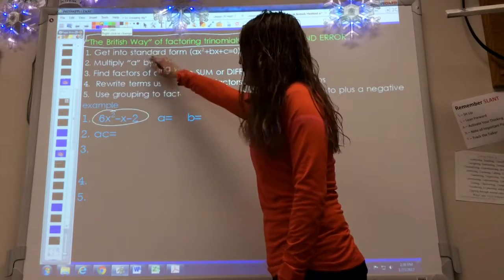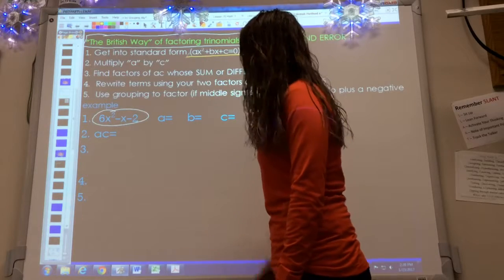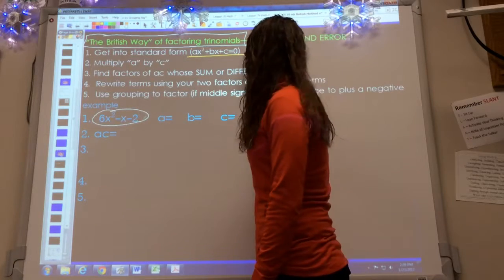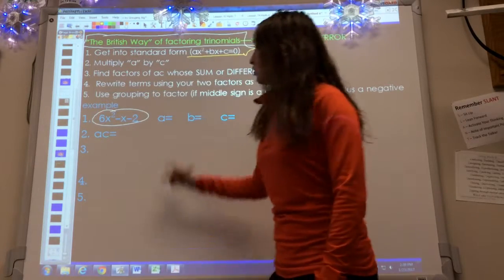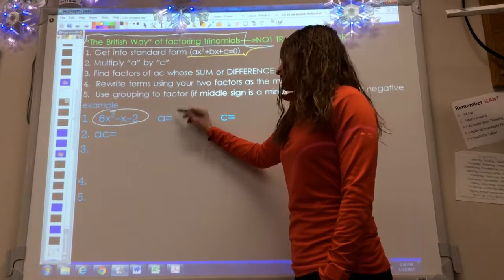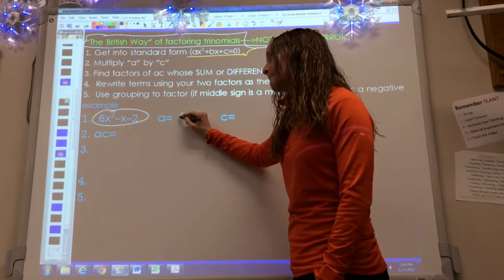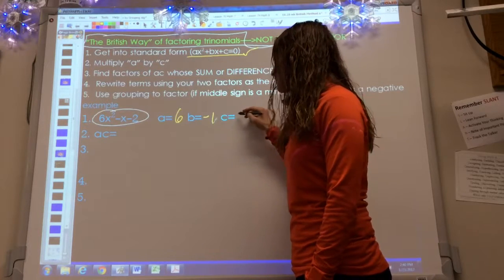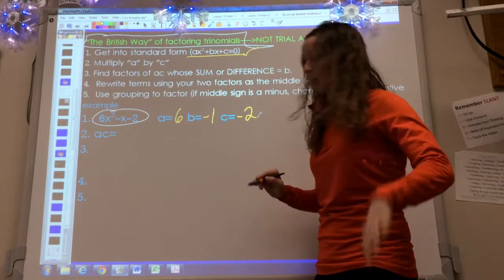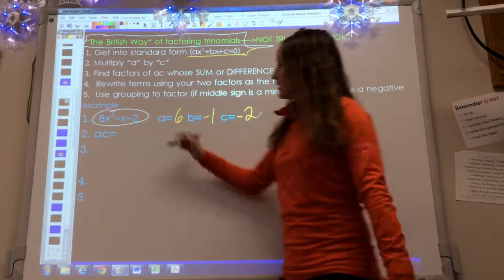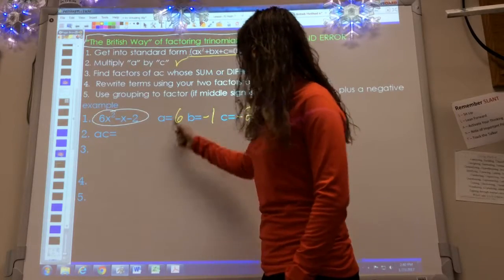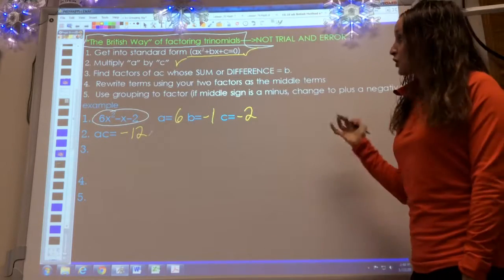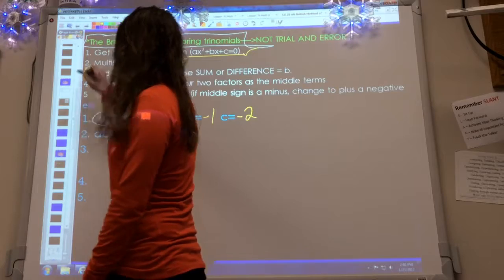So, first step, we need to get in standard form. Here's a little reminder of what that looks like. Is this in standard form? Yes. Check. Second step, we need to multiply A and C. Well, first off, what is our A value? 6. And then B? -1. C? -2. Second step, we need to multiply A times C. A times C is -12.